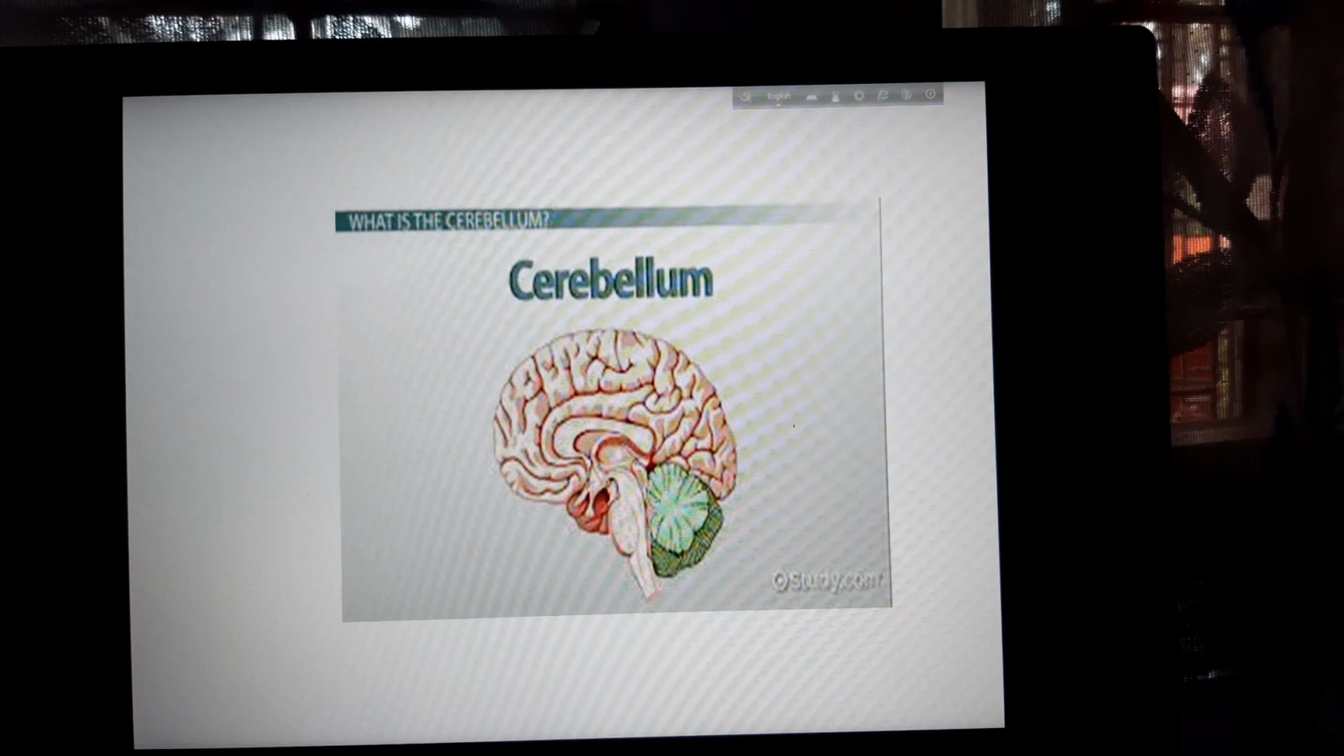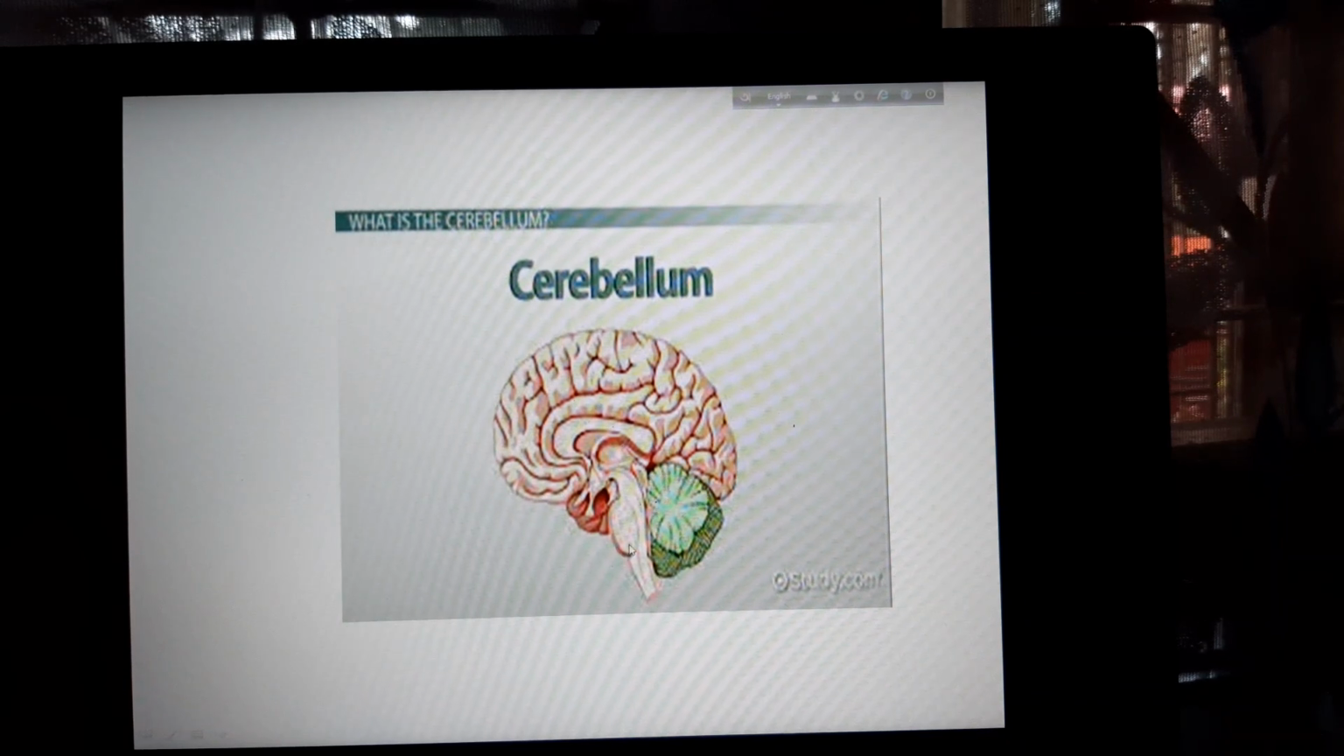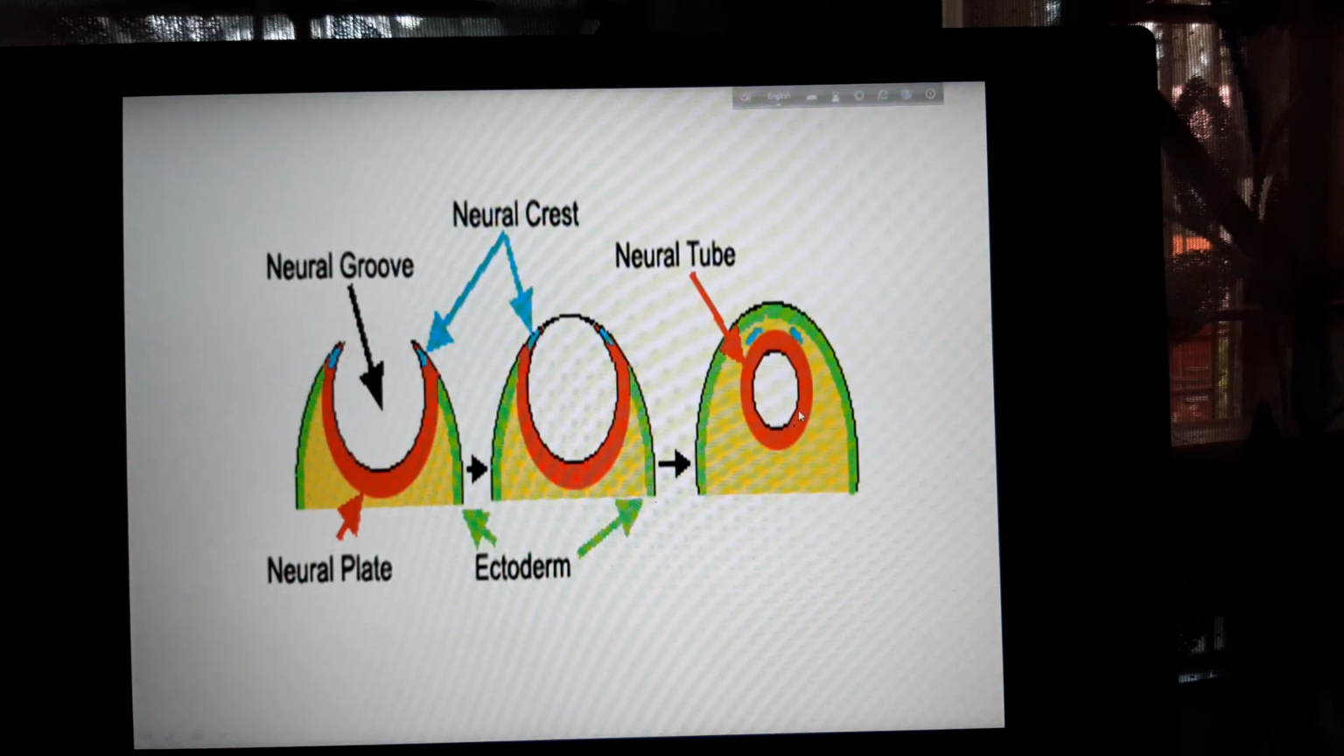Pons varolii is an oval mass and lies above the medulla oblongata. This is the medulla oblongata, and this is the pons varolii. This is the cerebellum. This is the structure of the hindbrain.